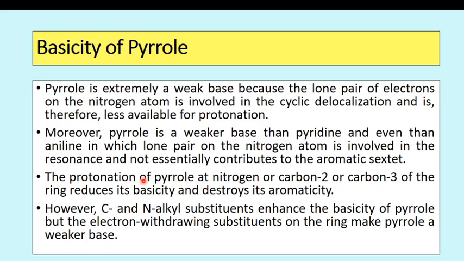The protonation of pyrrole at nitrogen or carbon 2 or carbon 3 of the ring reduces its basicity and destroys its aromaticity. However, C and N alkyl substituents enhance the basicity of pyrrole. So whenever you have to enhance the basicity of pyrrole, you have to substitute carbon or nitrogen with an alkyl group. But electron withdrawing substituents on the ring make pyrrole a weaker base. So the presence of a withdrawing group reduces the basicity and it becomes a weaker base.